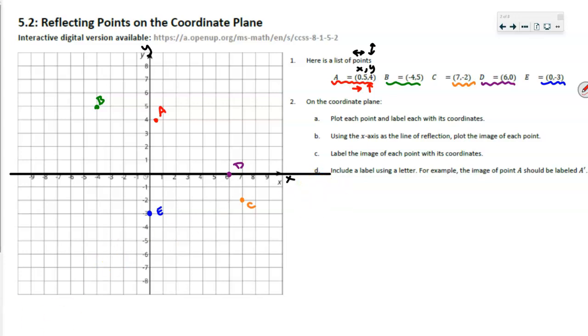Ready, set, go. Okay, I want to share some various strategies that I saw students doing as they were doing these reflections. The first one is that they tried using their tracing paper in order to show these reflections. To mimic that, I am going to do something like this.